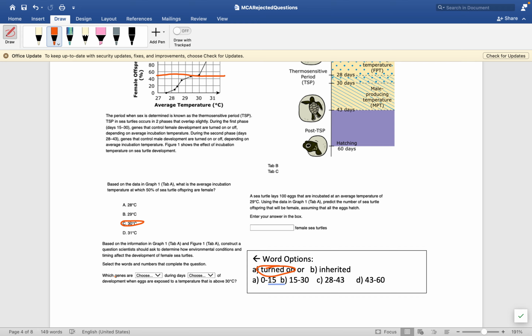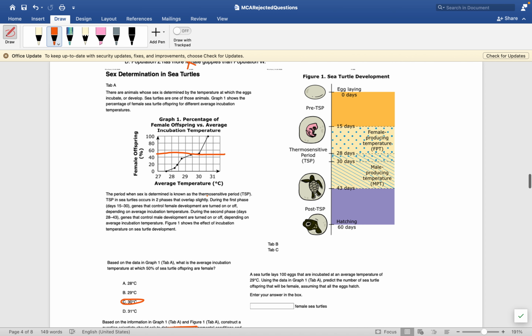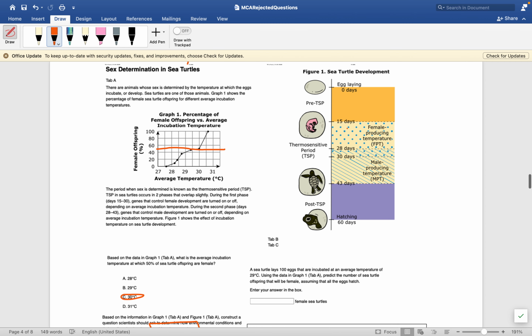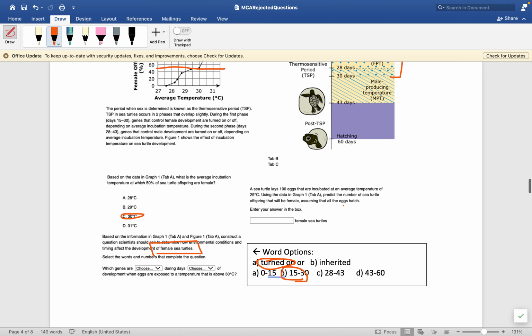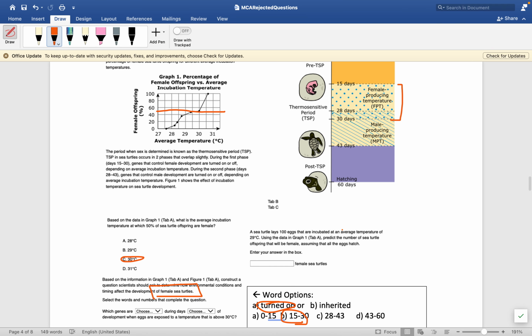Oh, I missed a box. Which genes are turned on during days? Okay, so which days determine a female? We're focusing on female turtles, so which days are critical for female sea turtles? In the information that we read, here's our female producing temperature, and it's going to be between 15 and 30. So B.